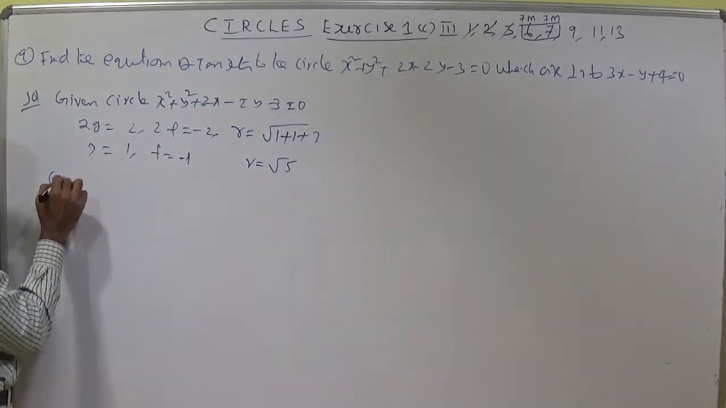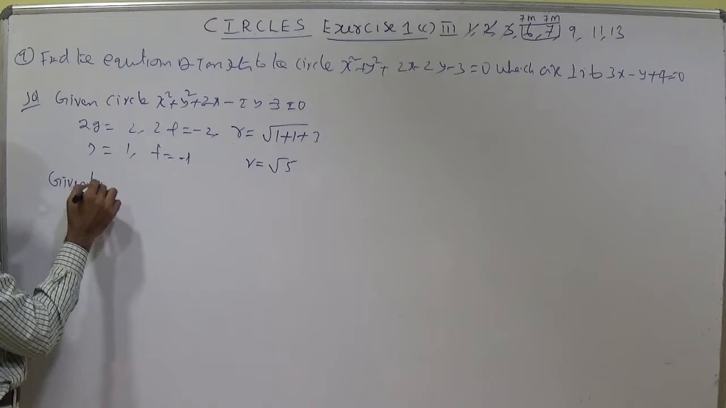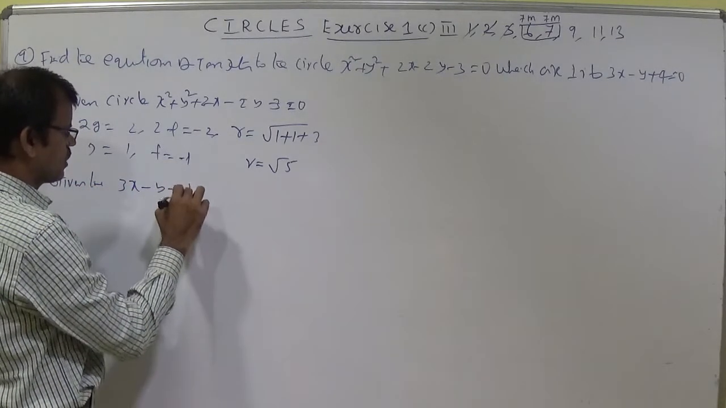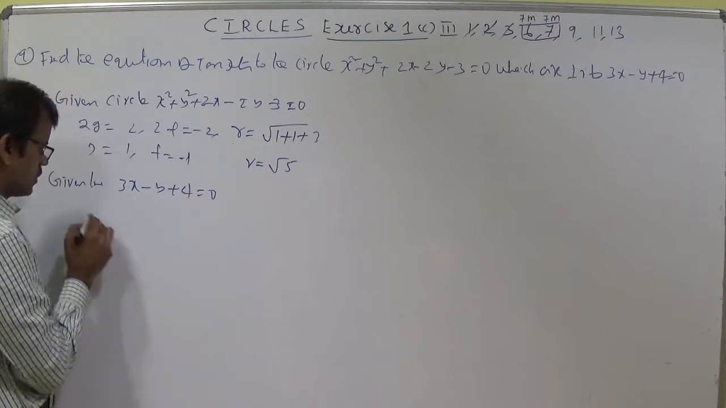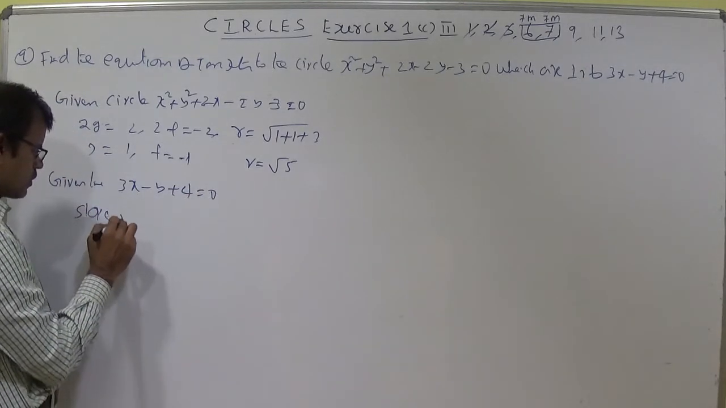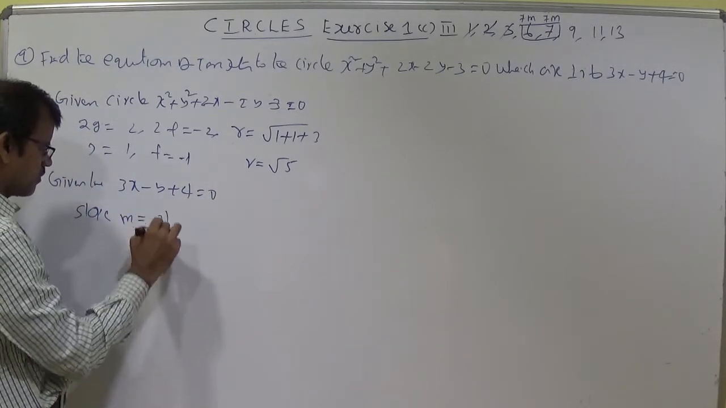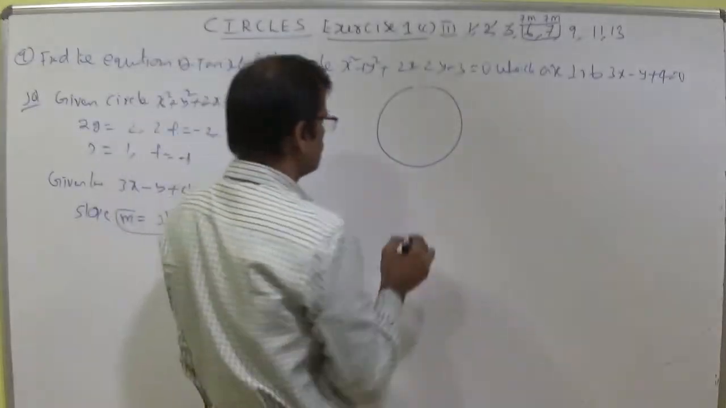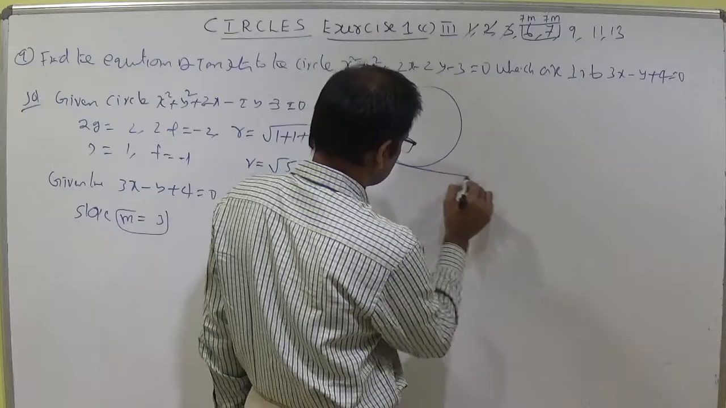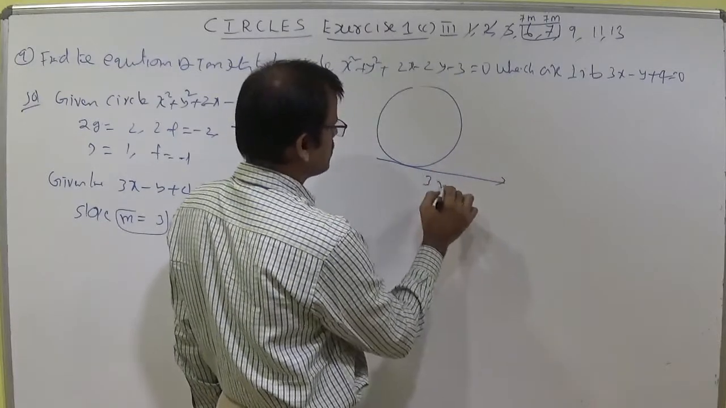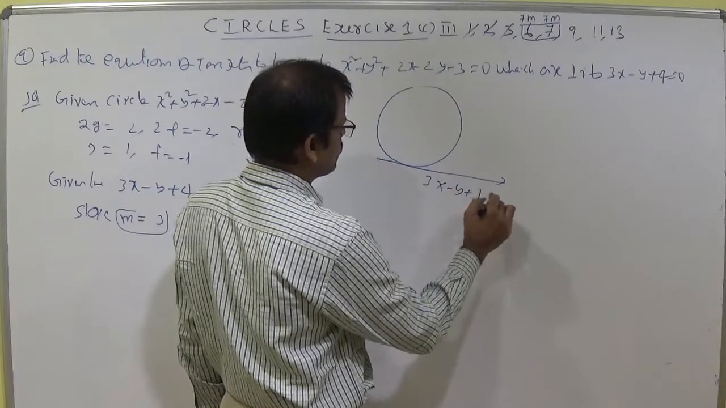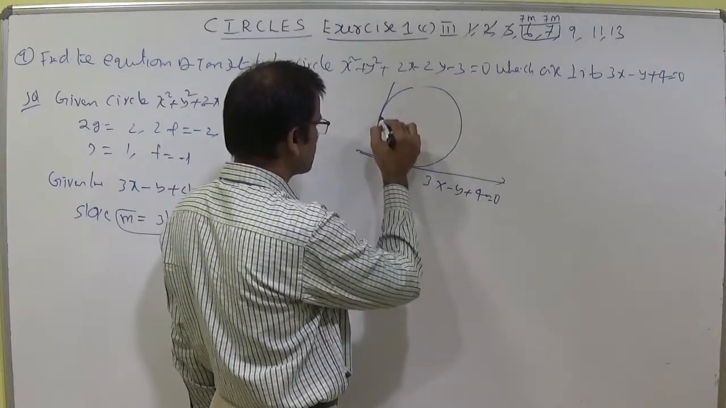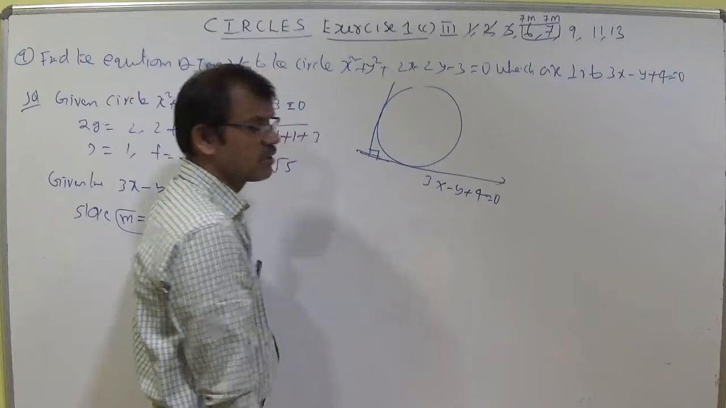Given line 3x minus y plus 4 equal to 0. Slope m is equal to 3. He is asking here, this is a tangent, 3x minus y plus 4 equal to 0. You should calculate the tangent of this circle which is perpendicular to the line.